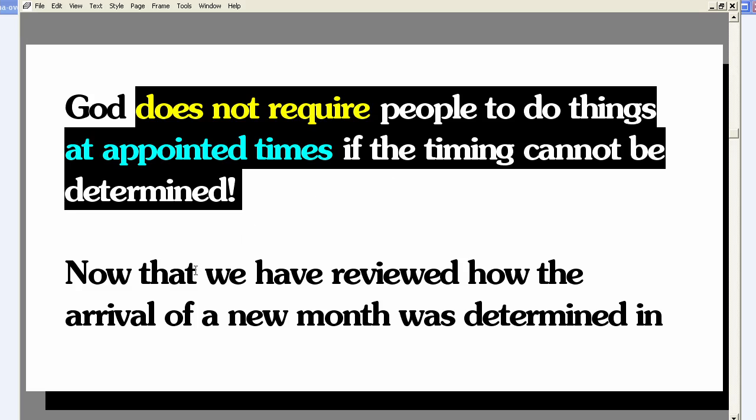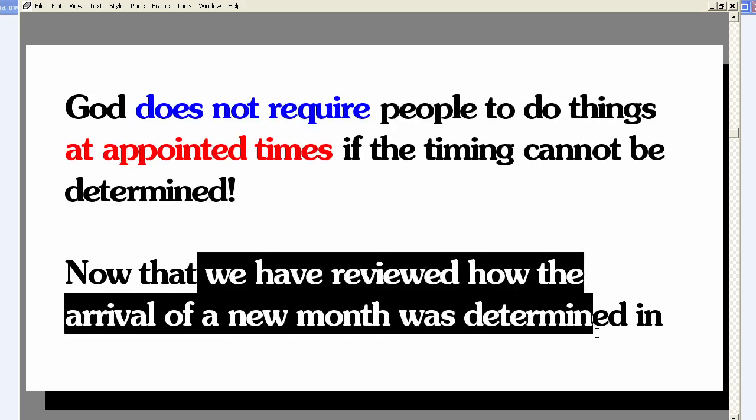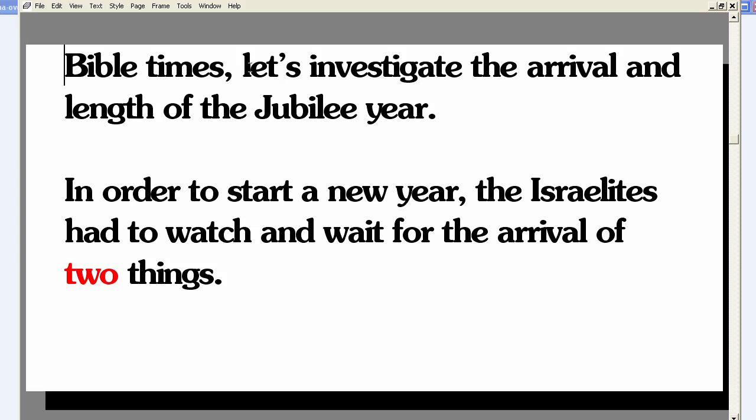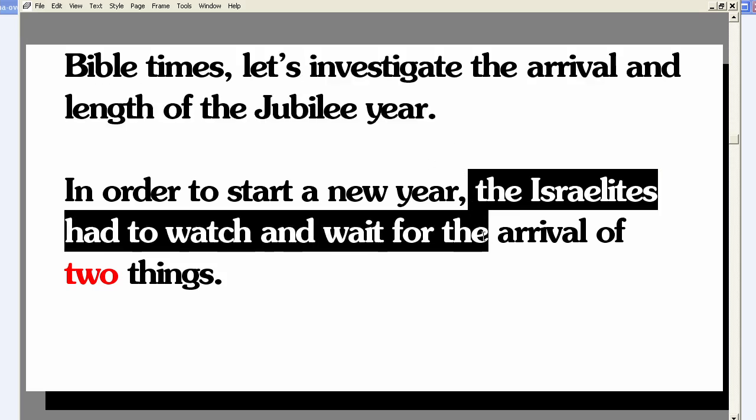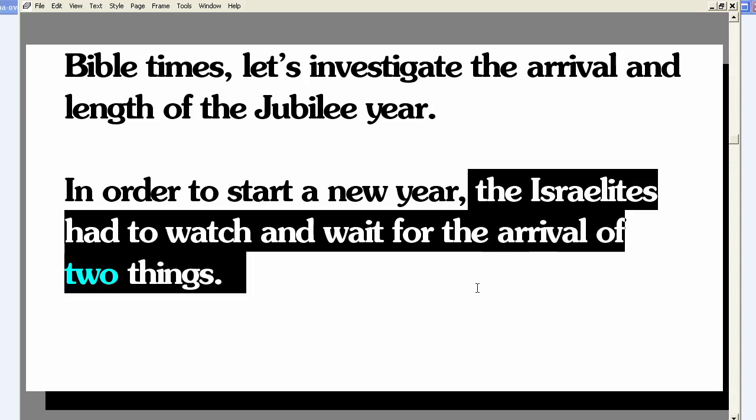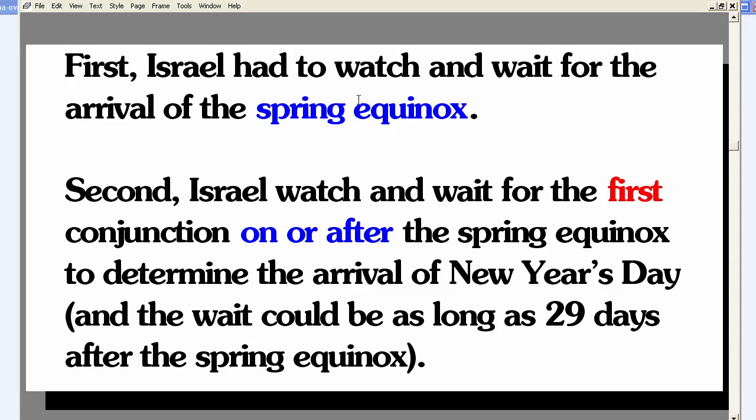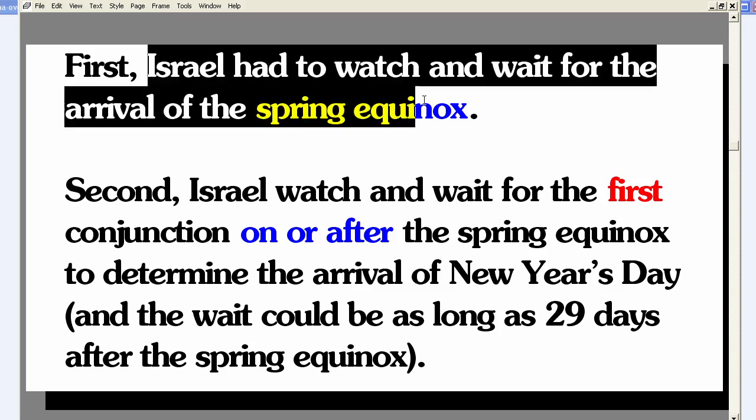Okay, now that we've reviewed how the arrival of a new month was determined, and we've looked at both methods, let's investigate the arrival and length of a Jubilee year. In order to start a new year, the Israelites had to watch and wait for the arrival of 2 things. First, Israel had to watch and wait for the arrival of the spring equinox. I'll say more about that in a moment.